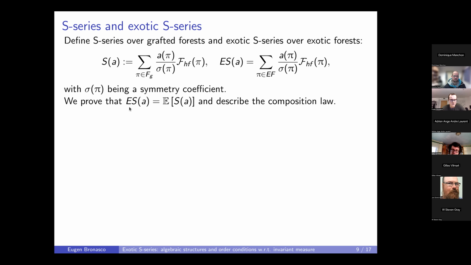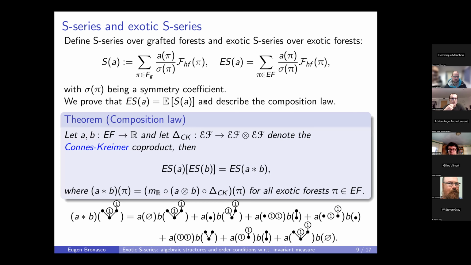equality. And here I have to mention that the exotic S-series is defined using a certain functional over exotic forests. So this functional on the left part of the equality, this functional A, is defined over an exotic forest by taking the exotic forest, forgetting the pairing, and then applying A to the resulting grafted forest that we obtain after we forget the pairing of the exotic forest. Okay, but originally this sigma coefficient was used to simplify the description of the composition law, and that's what we're going to do now.